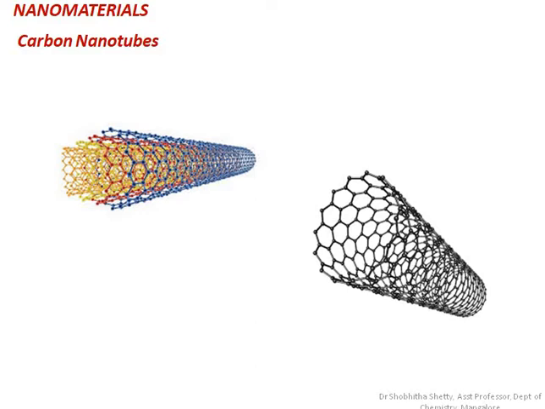So the first one is carbon nanotubes. We abbreviate it as CNTs. You may be familiar with the term CNT. CNT stands for carbon nanotubes. These are allotropes of carbon with a cylindrical nanostructure. So carbon nanotubes are the allotropic form of carbon with cylindrical nanotubes.